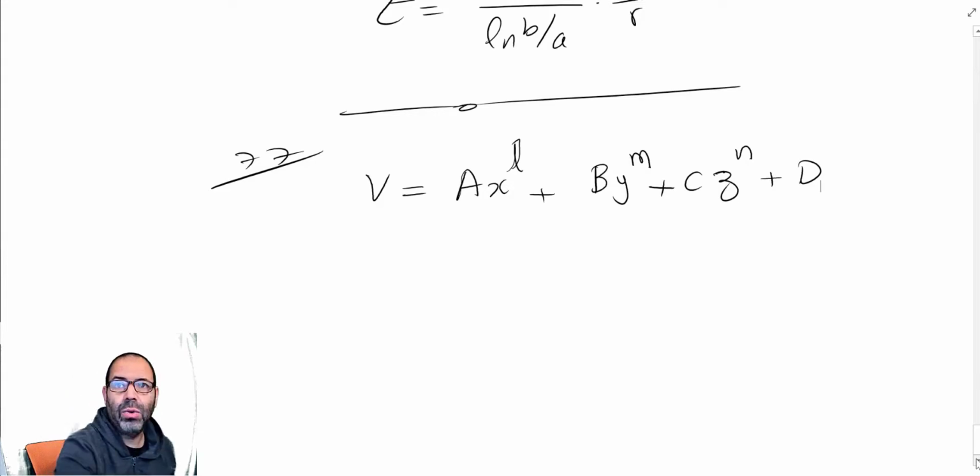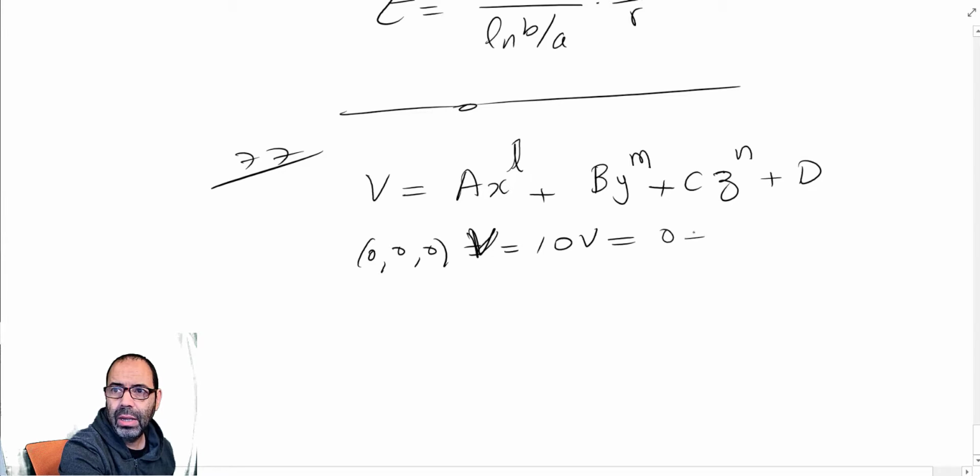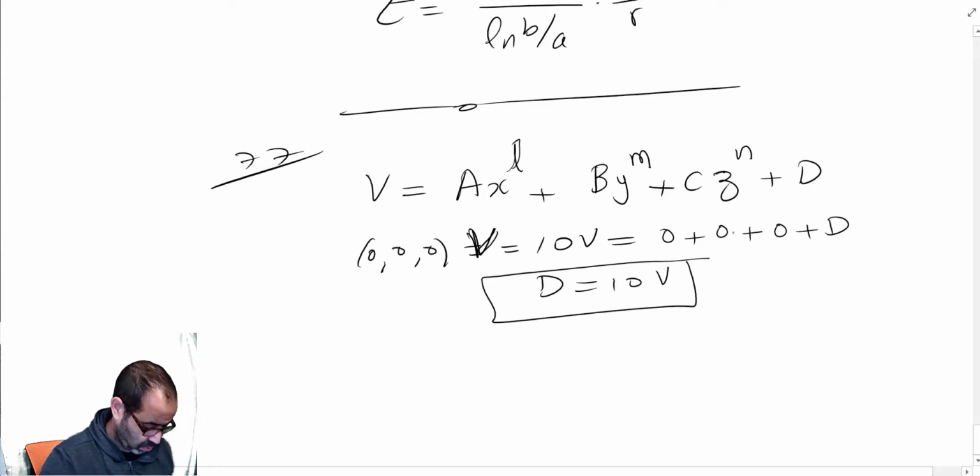First point, they tell you at the point 0, 0, 0 you use the voltmeter and you find V to be exactly equal to 10 volts. If I plug into this expression, I have a times 0 to the power l plus b times 0 to the power m plus c times 0 to the power n plus d equal to 10. So we know exactly that d is equal to 10 volts. End of the story. So that answers one of the unknowns.